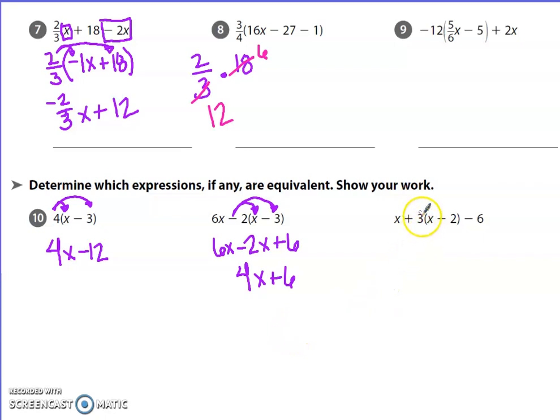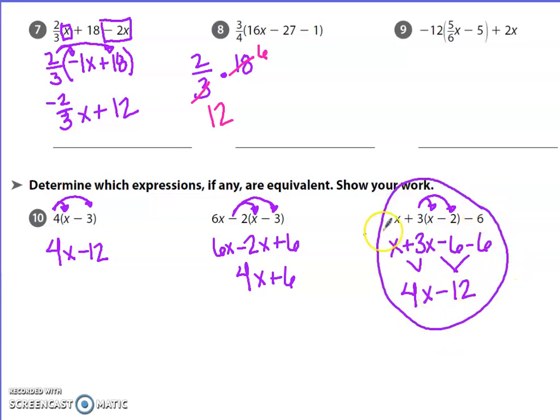Let's keep going. I'm going to use the distributive property again. x plus 3 times x is 3x. And positive 3 times negative 2 is negative 6, and that negative 6 gets tacked on. Going to combine my like terms. I got x plus 3x is 4x. Negative 6 minus 6 is negative 12. Oh, those are the same. This one and this one, when you simplify them, are the same.